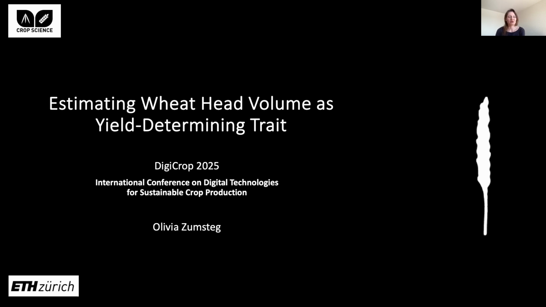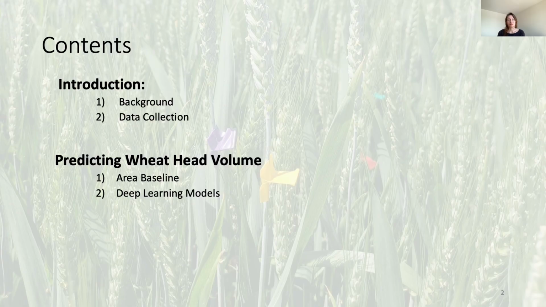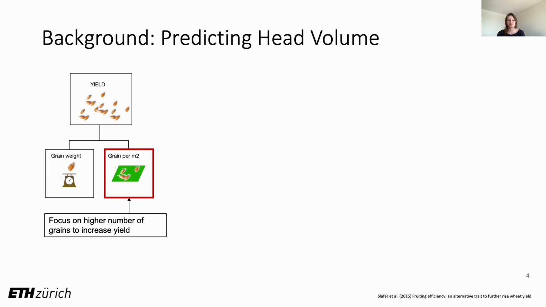And my talk is about estimating wheat head volume as a key yield determining trait. I'll talk about the background of the project and about the data collection, and then I will talk about how we estimate the wheat head volume. So let's start with the background.